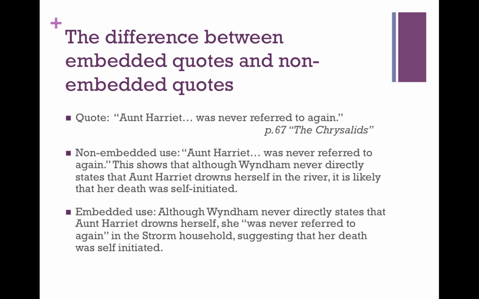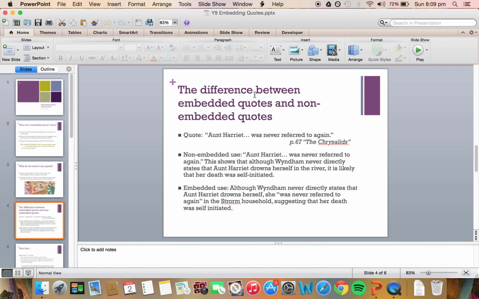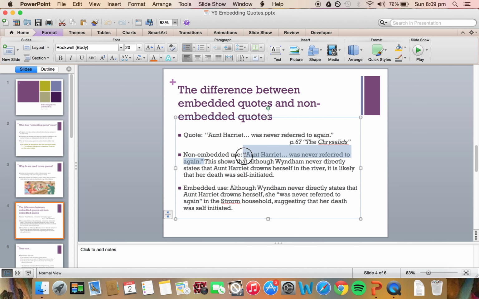"Aunt Harriet was never referred to again." This shows that although Wyndham never directly states that Aunt Harriet drowns herself in the river, it is likely that her death was self-initiated. We know that this is not an embedded quote, and I'll show you where. It's here. The quote, as we can see, has the quotation marks and then a full stop. It is its own sentence. We then go on to have our analysis. This would be the explain part of your TEAL.